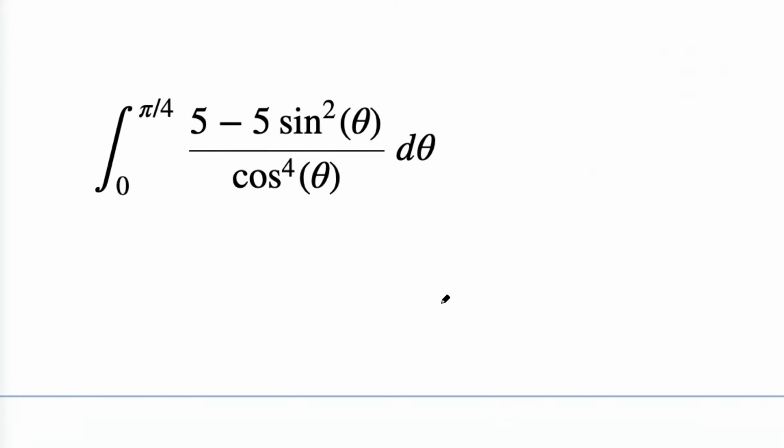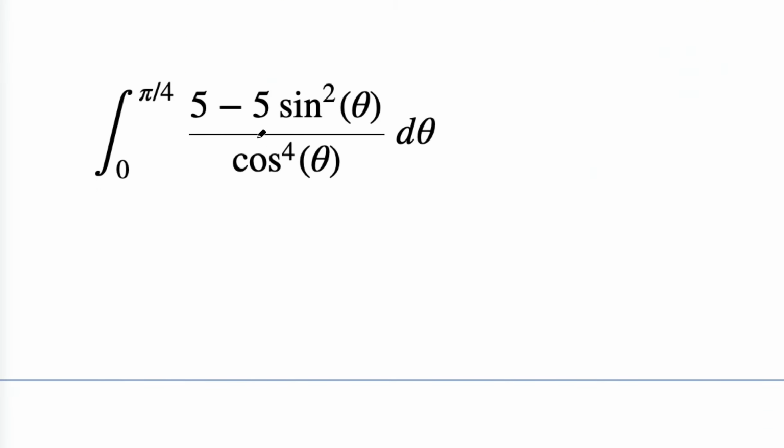Now the next question is 5 minus 5 sine square theta over cosine 4 theta. Again, we got a fraction. To get rid of this fraction, we can split into two fractions, 5 over cosine 4th minus 5 sine square over cosine 4th. Again, I don't see any cancellation, but there is a hint on the top. Like the previous question, 5 and 5, we can factor 5 out on the top.